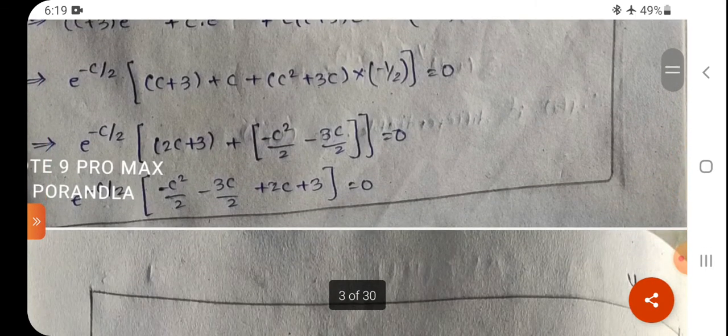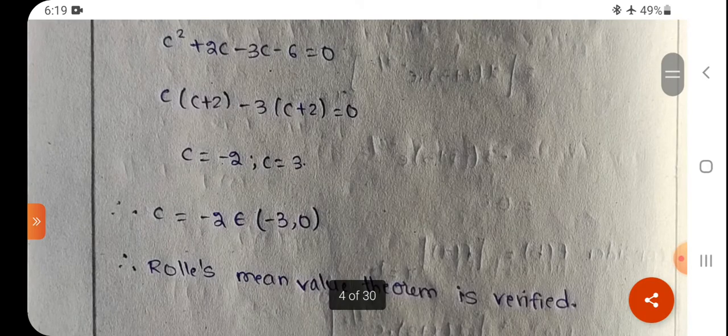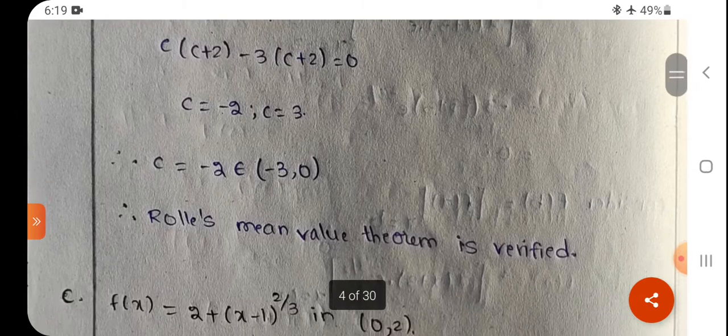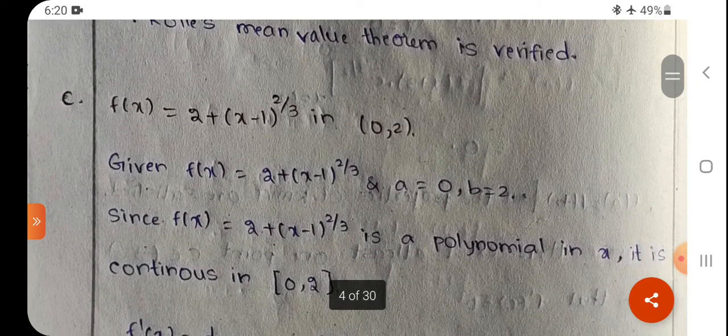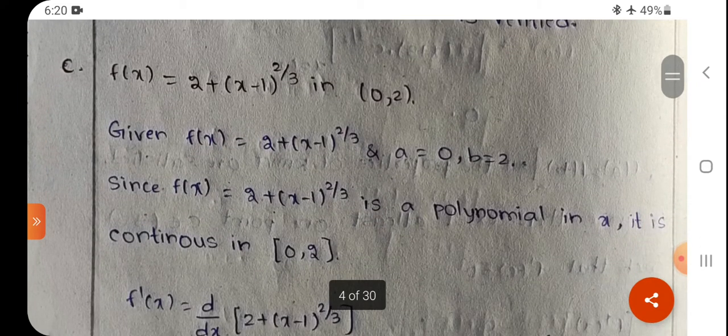From that you are going to get the c value. So here you are getting c values -2 and 3. For the given open interval, -2 is the only value belonging to the interval. So when the 3 properties of Rolle's mean value theorem are satisfied, automatically there exists at least one point c in the open interval.